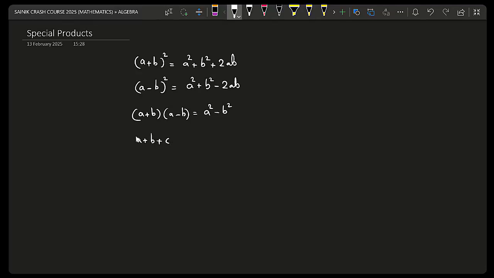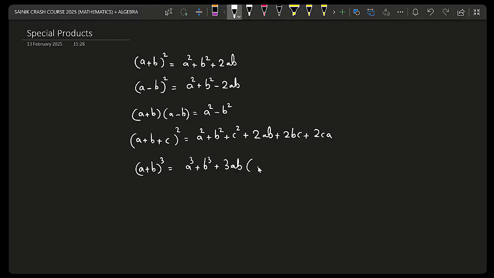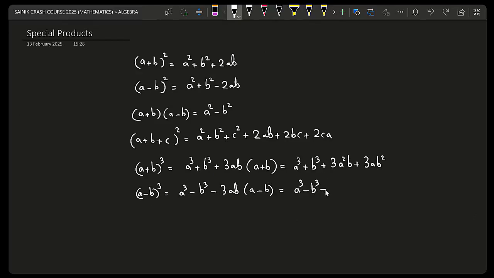(a plus b plus c) whole square is a square plus b square plus c square plus 2ab plus 2bc plus 2ca. (a plus b) whole cube is going to be a cube plus b cube plus 3ab into (a plus b), or by expanding, a cube plus b cube plus 3a square b plus 3ab square. (a minus b) whole cube we can write as a cube minus b cube minus 3ab into (a minus b), which is a cube minus b cube minus 3a square b plus 3ab square.